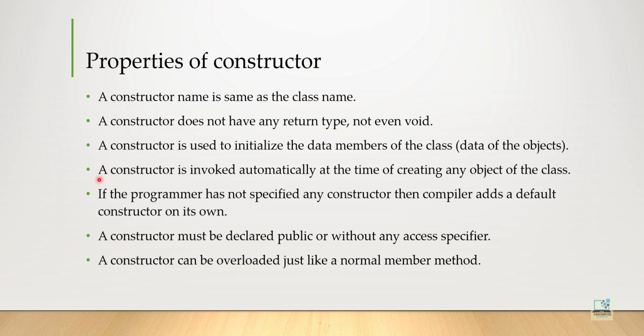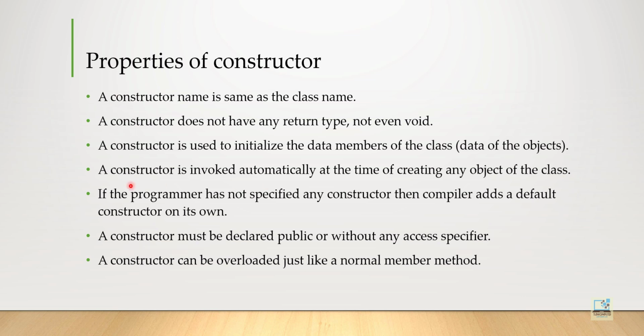Now the fourth point is a constructor is invoked automatically at the time of creating any object of the class. So basically whenever you create any object of any class, whether it is a predefined class or any user defined class, let's say you have created object of scanner for taking input. So you should have written Scanner sc = new Scanner(System.in), right? Or a similar kind of statement. So you have actually called the constructor. Well, I will explain that in a later slide, but constructor is always called or invoked when the object is created, and it is done automatically. You cannot create the object without calling the constructor. It will be invoked automatically.